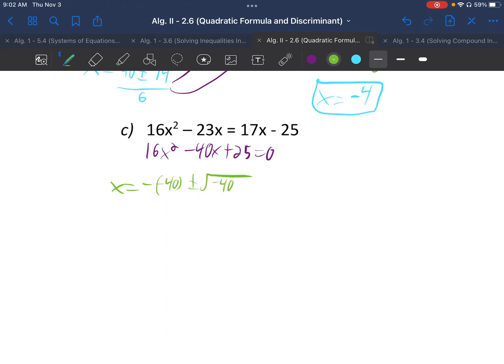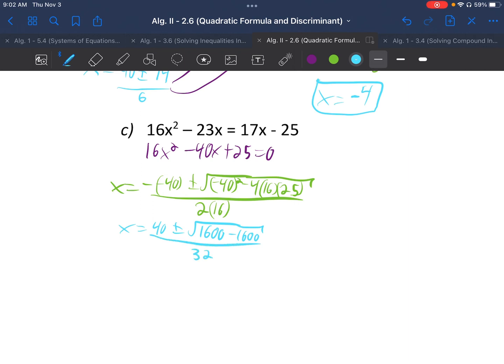X equals negative 40 plus or minus the square root of negative 40 squared minus 4 times 16 times 25, all over 2 times 16. That's positive 40 plus or minus square root of 1600 minus 1600 over 32. Ends up being 40 plus or minus the square root of 0 over 32. But wait a second, the square root of 0? That's just 0. And we don't need to write that it's plus or minus 0. That seems silly. So it's 40 over 32.